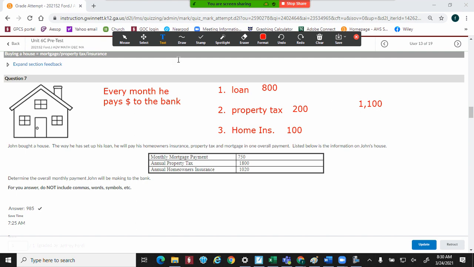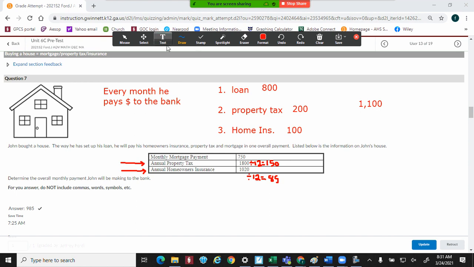Now, the only difference between this question is that here we go. Annual property tax, annual homeowners. So what you've got to do is convert anything that says annual to monthly. So if you notice we're at 1,800, we're going to divide that by 12. So 1,800 divided by 12 gives us 150. You're going to do the same thing to 1020, divide that by 12. So 1020 divided by 12, and you get 85.